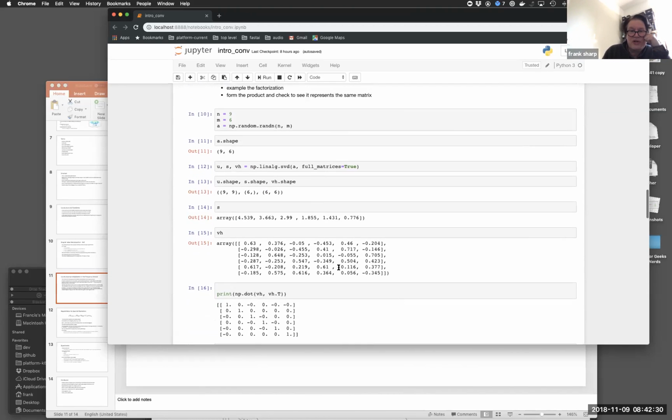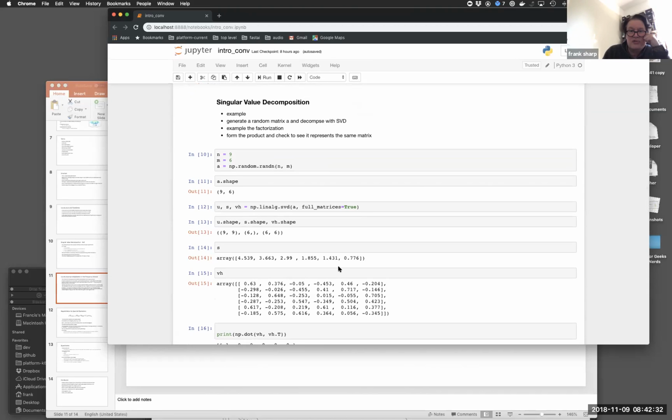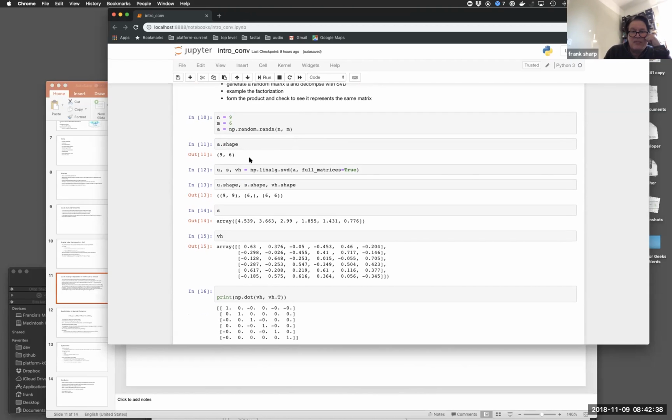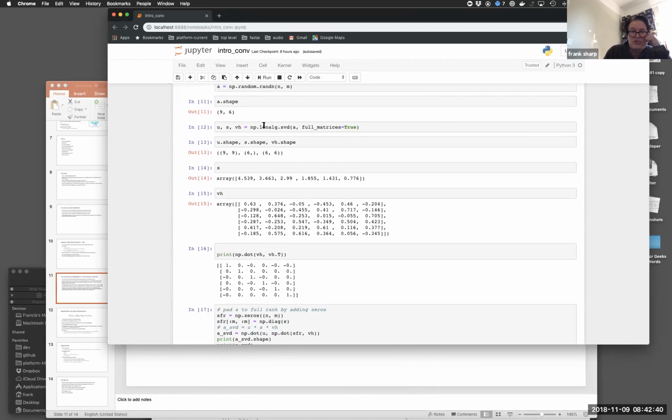Okay, so let's do a very fast singular value decomposition. In this case, we just generate a random n by n matrix. We use this NumPy linear algebra SVD package. It breaks it into U, S, and VH. And here are the dimensions: U is 9 by 9, S is a vector, and VH is 6 by 6.